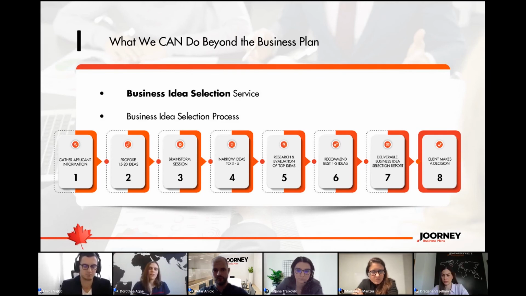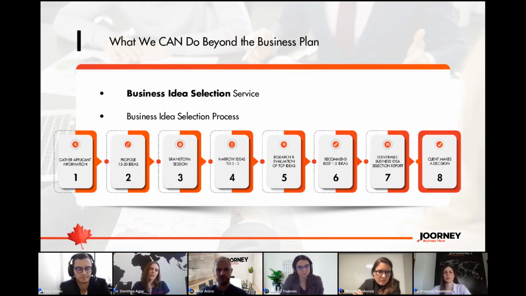In this document, we provide a grade for each idea. We say, for example, okay, it's our opinion that this idea would work the best. It has a very good growth potential. It's a very good match for the client's needs. And then we make a recommendation of 1 to 2 ideas that we find are the best for this client. Of course, we always emphasize that the client is the one who chooses the final idea. So we don't do the selection of the idea on behalf of the client. We just propose the ideas that the client should consider in order to be successful in Canada.